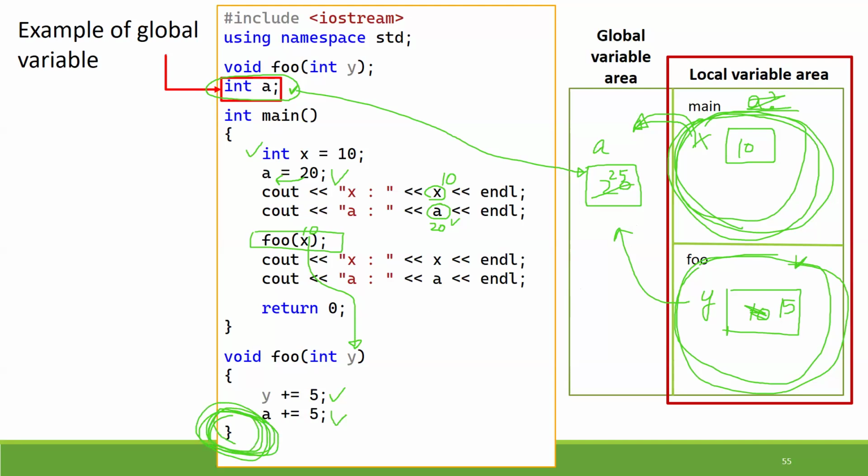only local variables are gone. This is gone. Only local variables are gone. Global variables will be here until main ends, okay? And after that, cout X, 10. cout A, there is no A, go outside. It is now 25. Does it make sense?